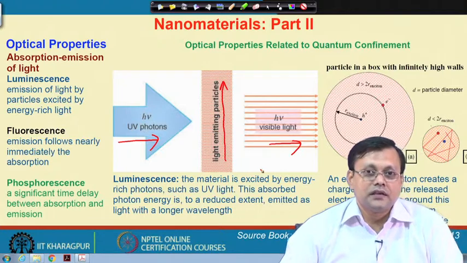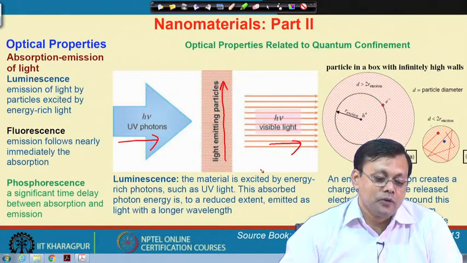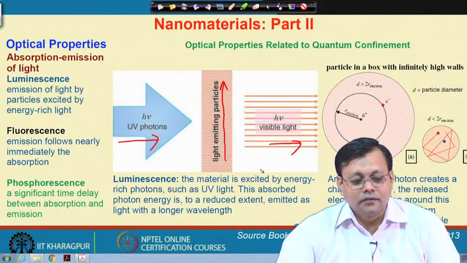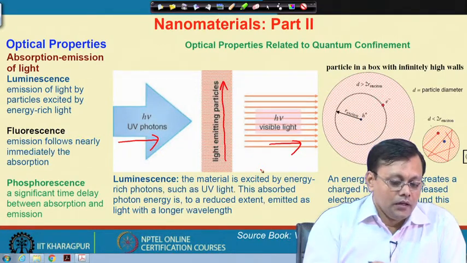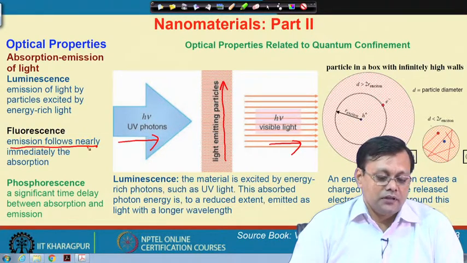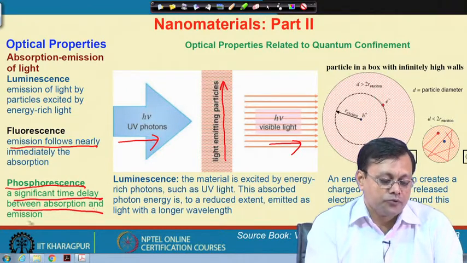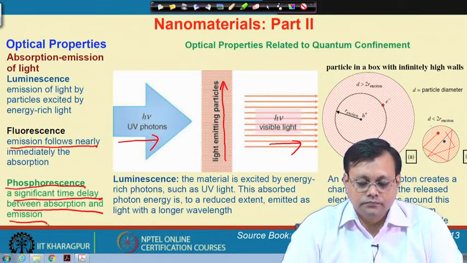So, luminescence is a much wider name of the property that it absorbs light and then emits the light. So, in case of fluorescence, the emission follows almost immediately after the absorption, whereas in case of phosphorescence, a significant time delay occurs between the absorption and emission process.